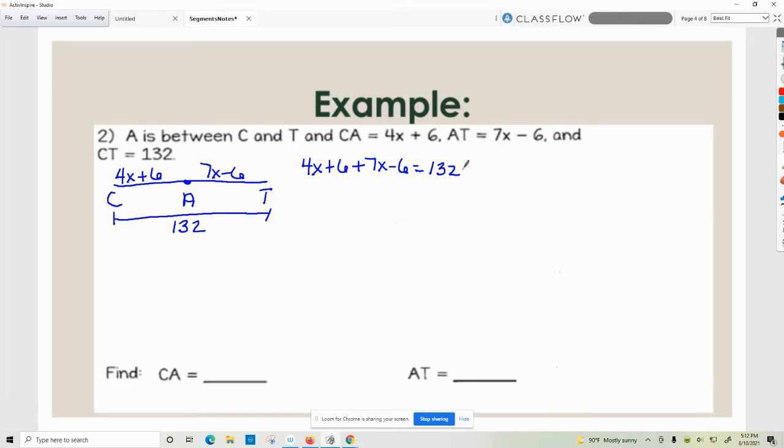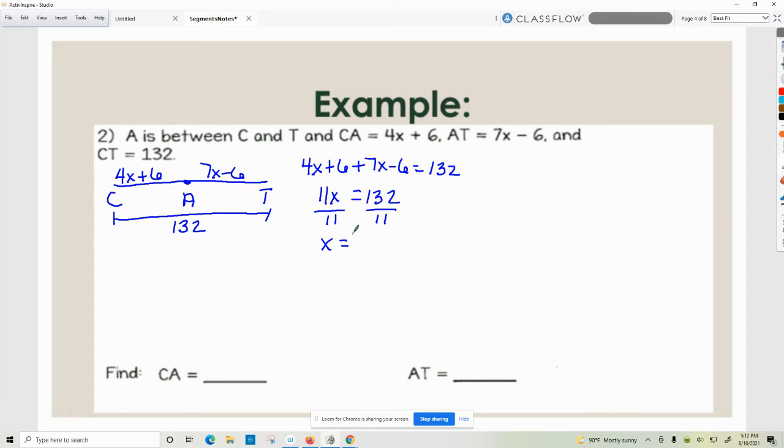And just like I did on the previous one, I'm going to clean it up a little bit. I've got 4x plus 7x, which is 11x. Positive 6 and negative 6 give me 0. That's going to equal 132. So I'm going to have to divide 132 by 11 so I can get 1x.